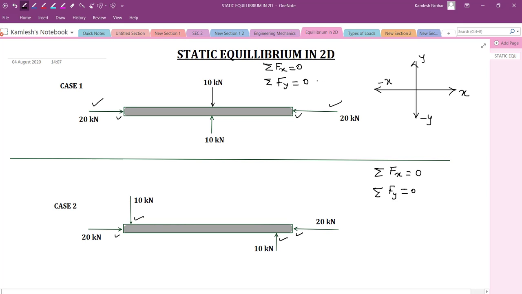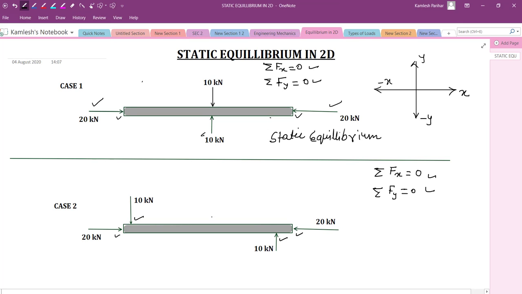So what we see, the summation of all the forces along x-axis and along y-axis are 0 in both the cases. It means there is no net force along x and y-axis. But if you see case 1, this bar in case 1 will remain in static equilibrium, it will not move.